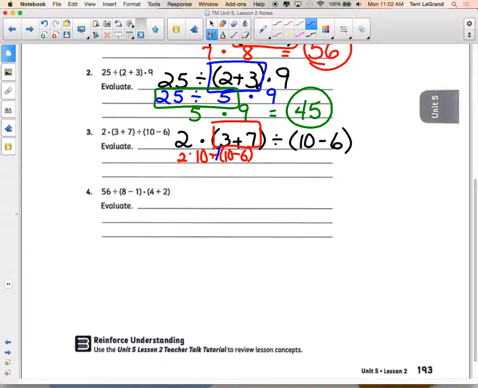The 10 minus 6 would be next, okay? So now we would have 2 times that 10 that Danny got from the first move, divided by what? 4.